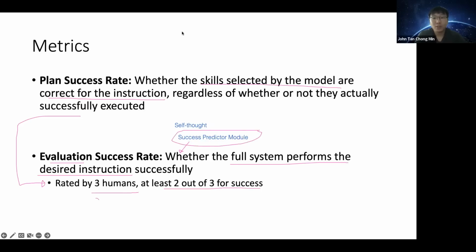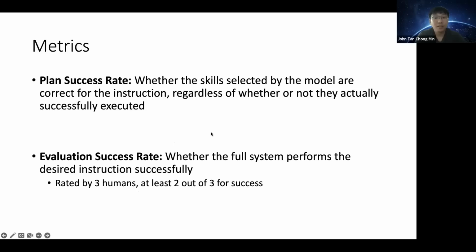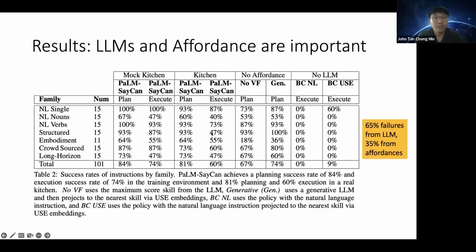Okay, let's see how SayCan actually does. Okay, this is a very complicated table, and let me just highlight the key things that you need to look at. All right, so this is a table of the success rates of the mock kitchen environment and the kitchen environment. So mock kitchen is a simulator. The kitchen is the real one with the actual robot. Okay, this is no affordance, which means that we don't have any RL value function. This is no value function.